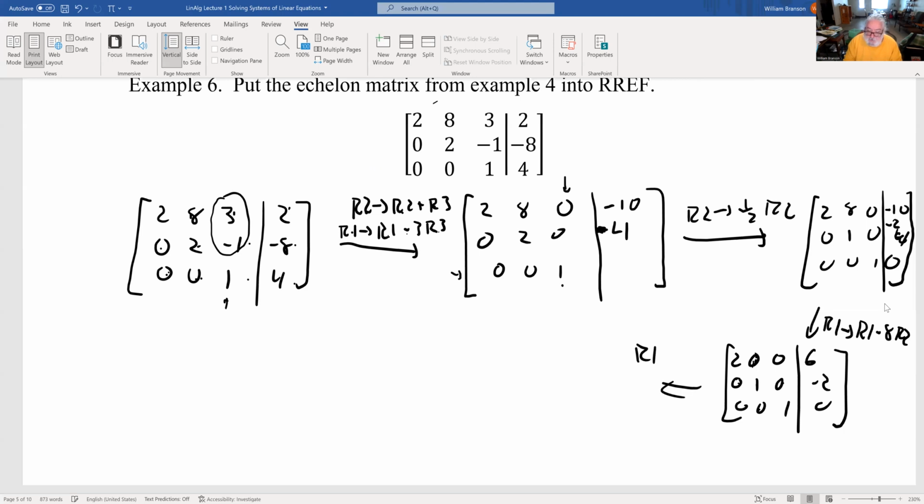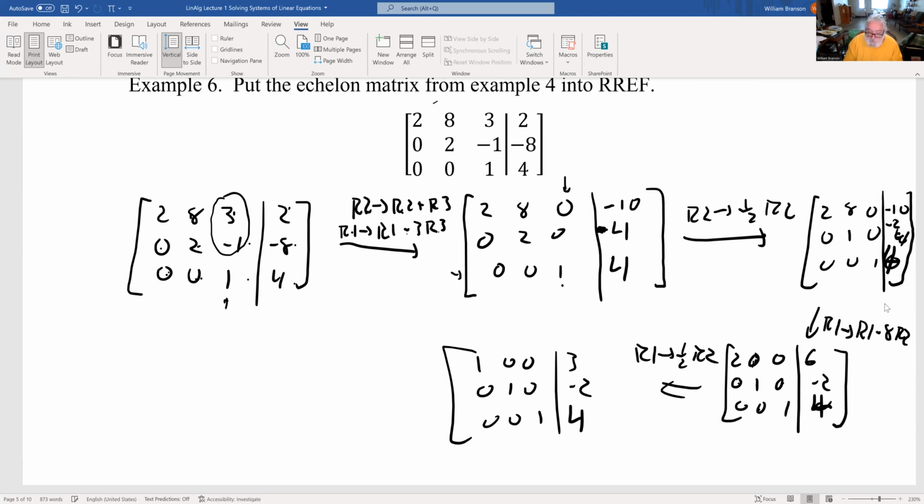We'll take R1 and replace it by 1/2 R2, and we get 1, 0, 0, 3, 0, 1, 0, minus 2, 0, 0, 1. Where's my brain going? That's a 4. There we go. And if we turn this back into equations, remember, this is my x1 column, my x2 column, my x3 column. This is the right-hand side. I get x1 equals 3, x2 equals minus 2, and x3 equals 4, which is the solution, right?